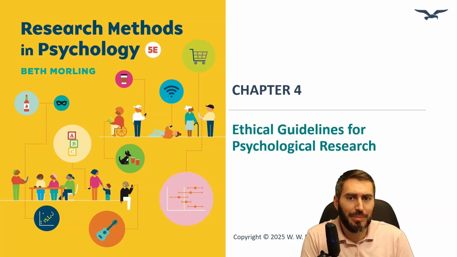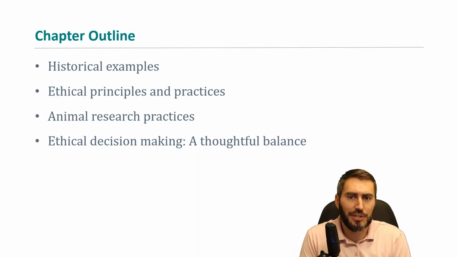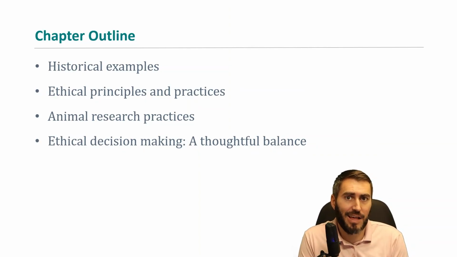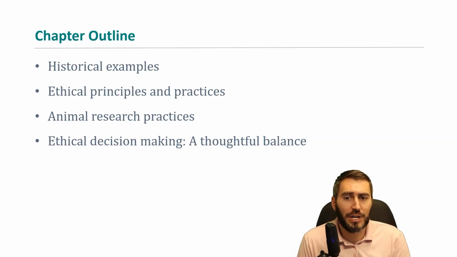All right, so let's go ahead and jump into Chapter 4, Ethical Guidelines for Psychological Research. A few things we're going to talk about here is we're going to first talk about some historical examples of some less than ethical research that's been done in the past and what has prompted some more ethical treatment of current research. We're going to talk about some ethical principles and practices just in general. Then we're going to talk a little bit about some animal research and how that has evolved and taught us how to treat and work in research with animals going forward. And then finally, some ethical decision making and how we go about this in our own research.